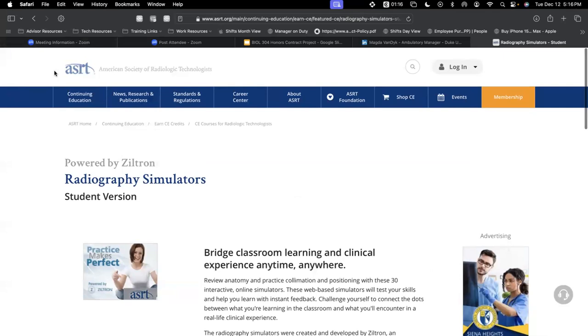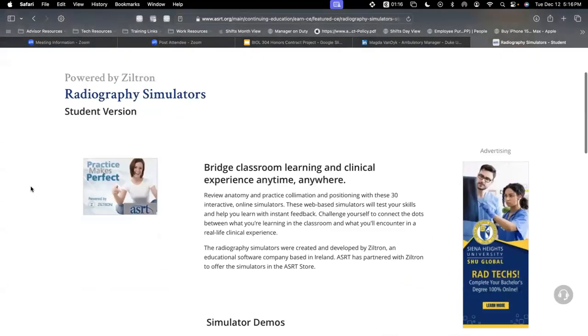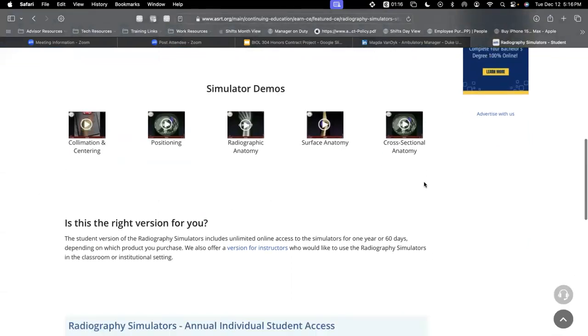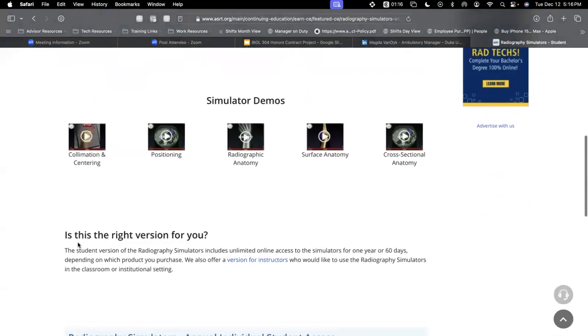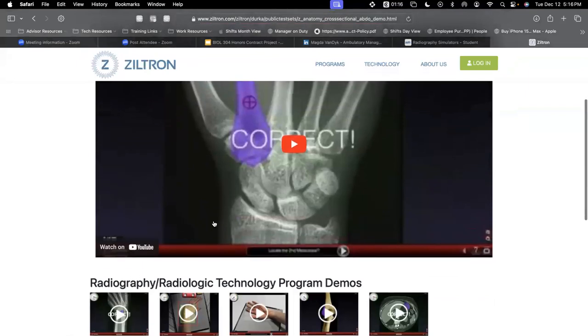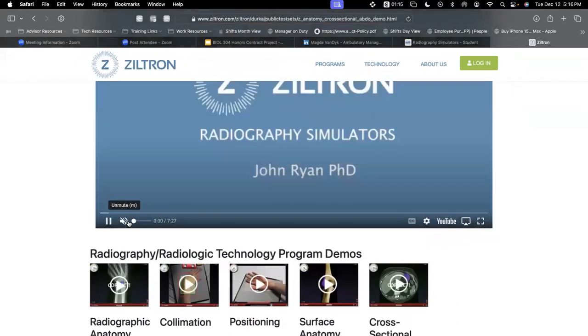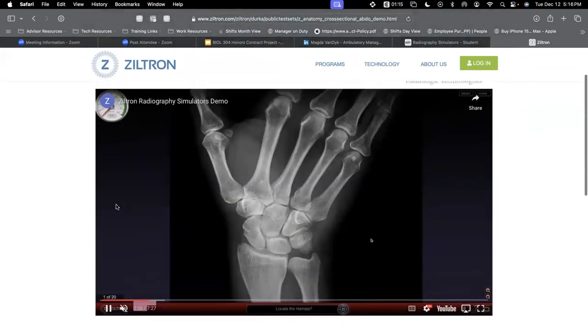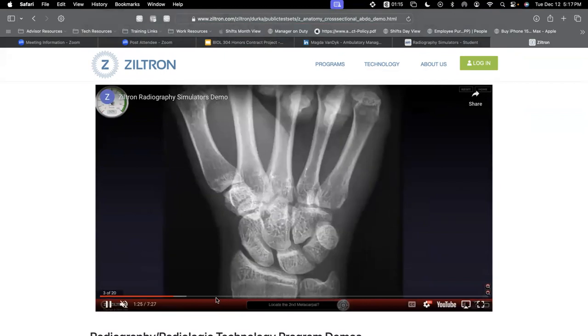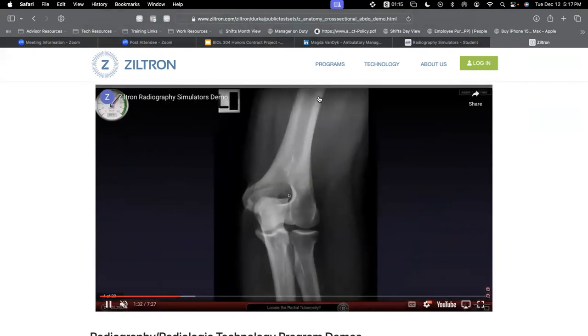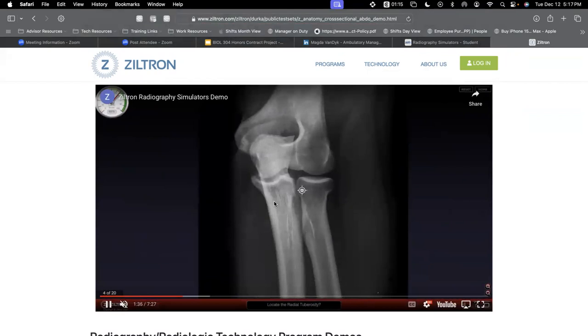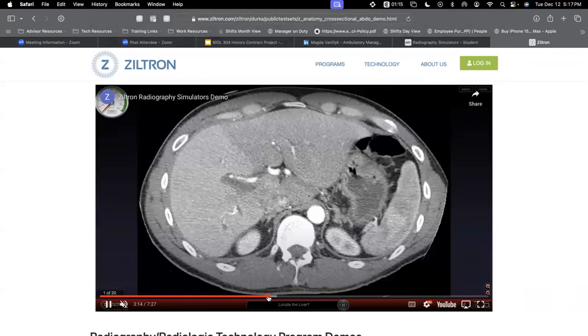So here it is from the American Society of Radiologic Technologists. And we have these demos here as far as the simulators regarding radiography. We have collimation and centering. We have positioning. We have radiographic anatomy, surface anatomy, and cross-sectional anatomy. So we do not have to play a full video, but I can definitely go through a few seconds of this video to just give a close up of what is being observed. But I highly recommend to take a look and pause the video for yourself to see what is being observed. And I can just say from looking at this image and looking at what is darker, what is brighter, is something that is important to consider.